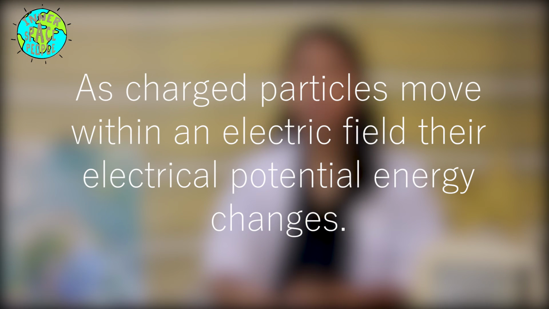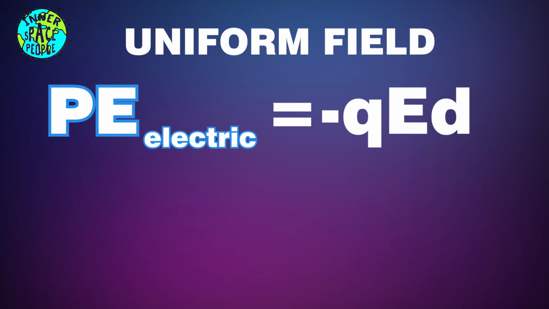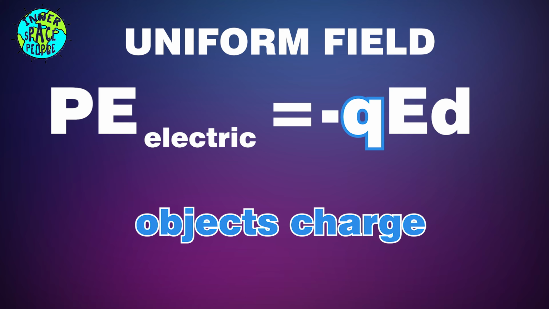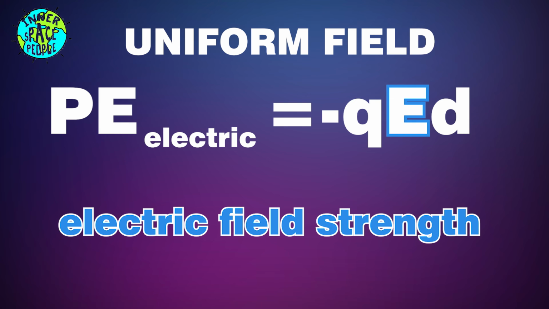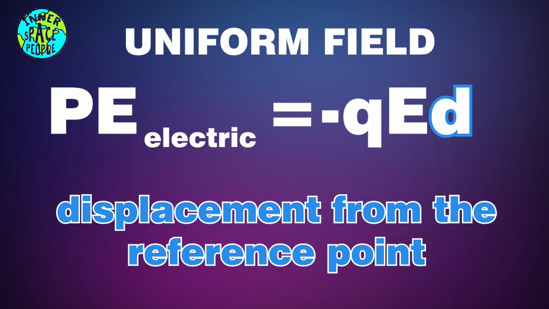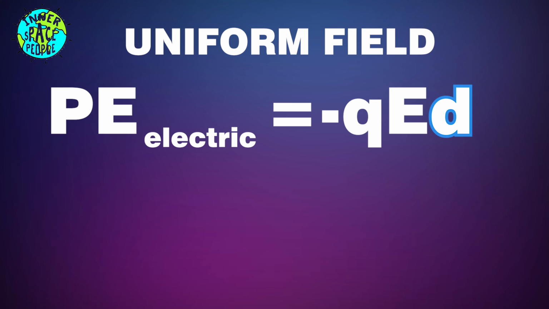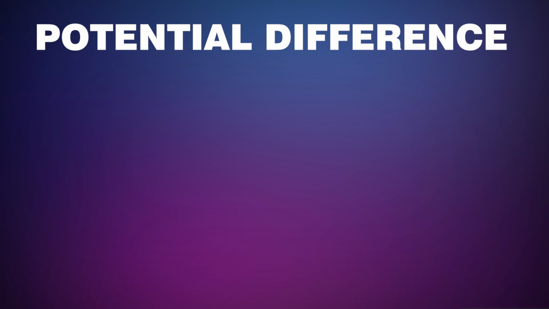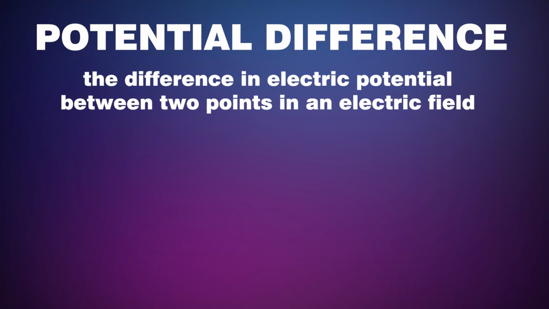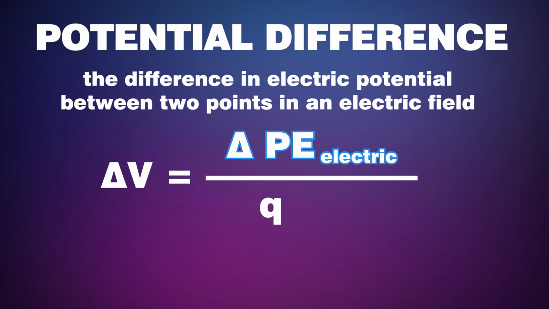As charged particles move within an electric field, their electric potential energy changes. For a uniform field, the magnitude of this change is equal to the opposite of the object's charge times the electric field strength times its displacement from the reference point in the direction of the field, which leads us to the concept of potential difference, which is the difference in electric potential between two points in a field, expressed as the change in electric potential energy over electric charge.